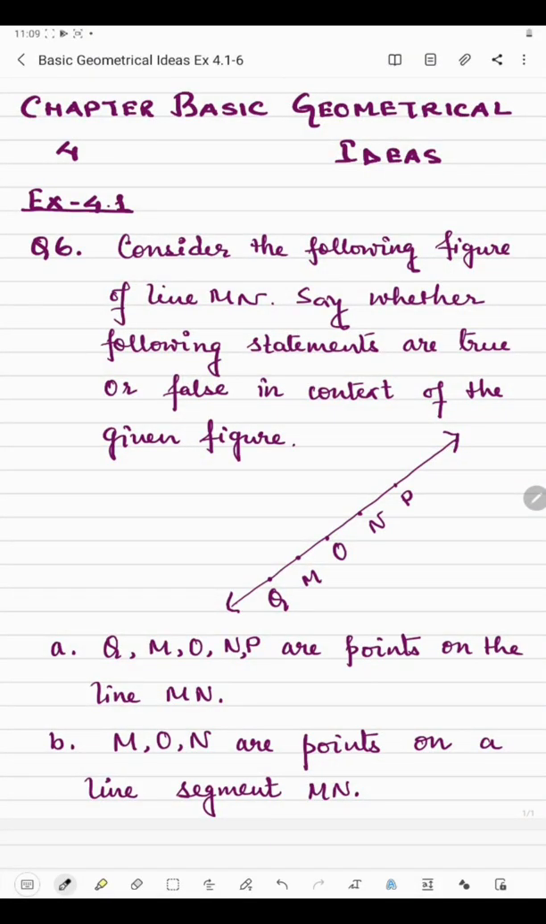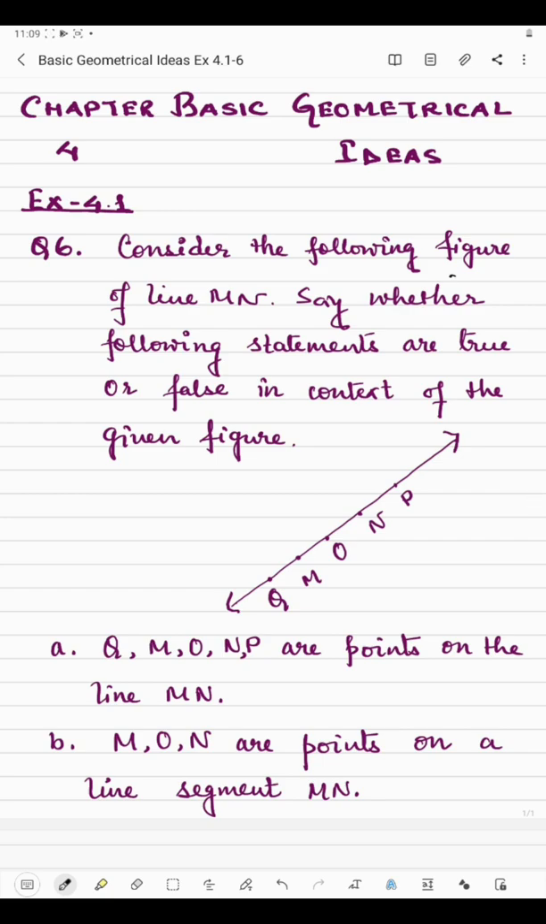Hello students, now I am going to start question number 6 of exercise 4.1. Question number 6 says consider the following figure of line MN. So here one figure is given which is MN. Say whether following statements are true or false in context of the given figure. So by seeing this figure we will have to find which statement is true or false.